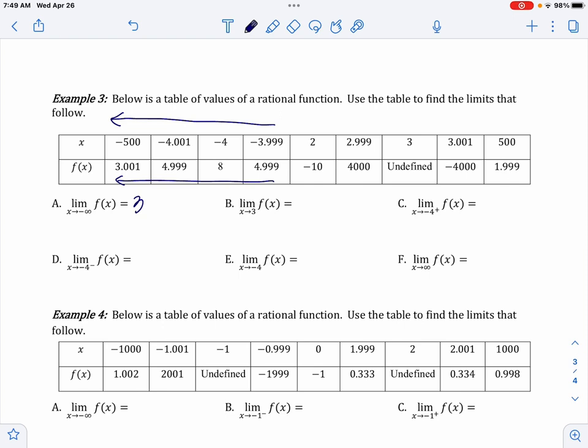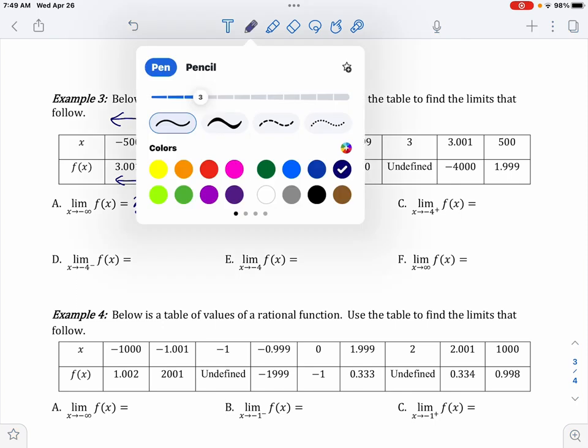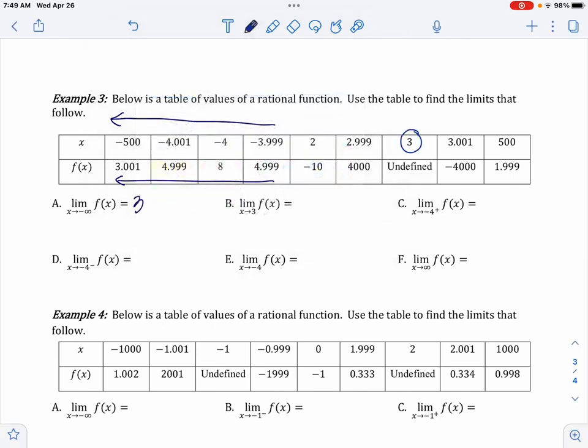B, the limit as x approaches 3. So I'm going to look at 3 now. So the x value of 3. So I'm going to approach 3 from the left. So I can see it's going negative 10, 4,000. This way from the right, 1.9, negative 4,000. So it's going to a very big number, a very small number.